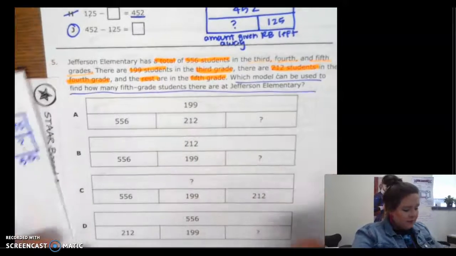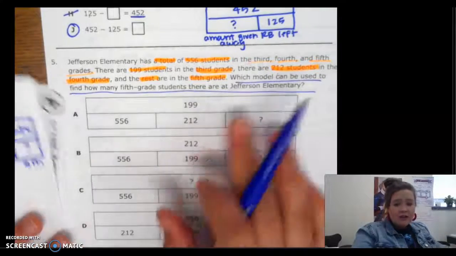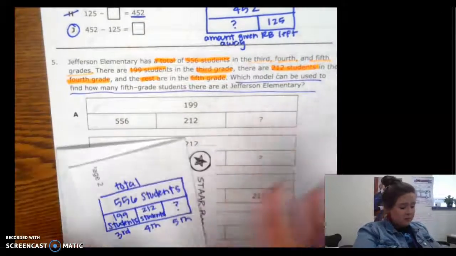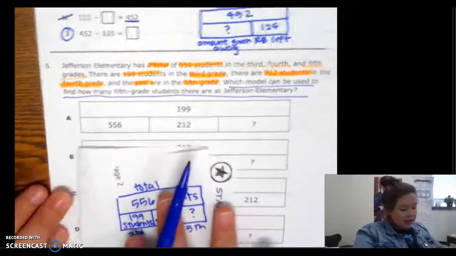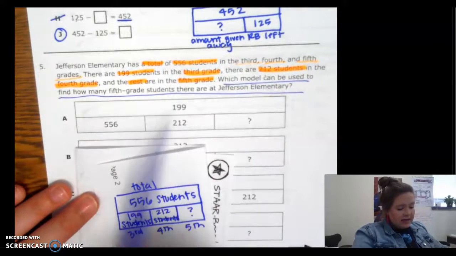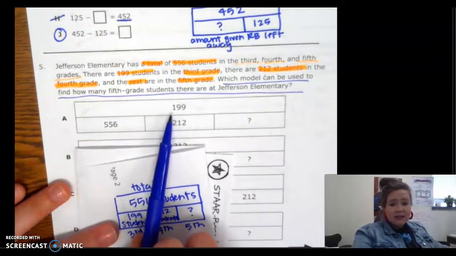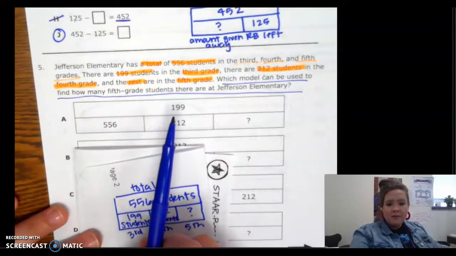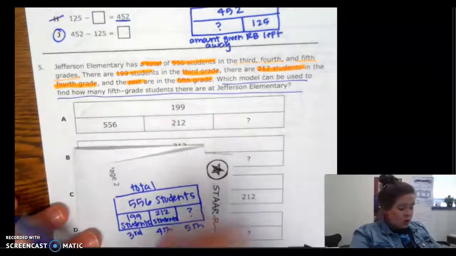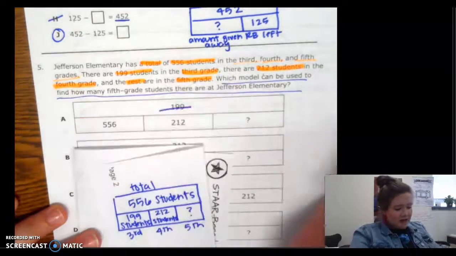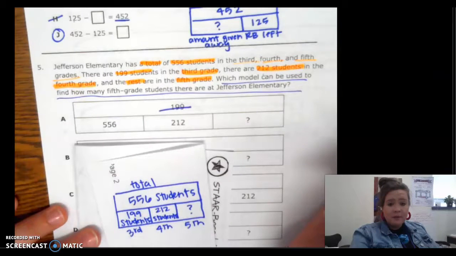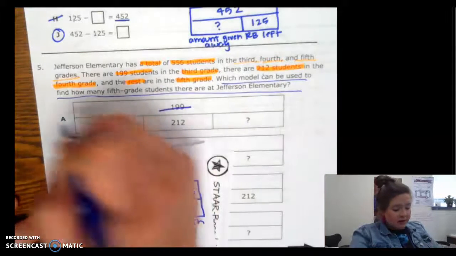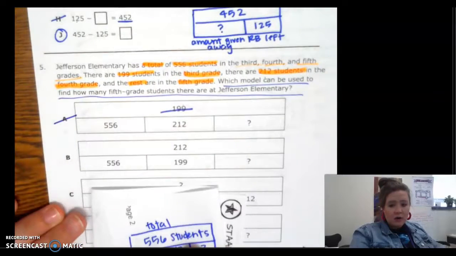All right. Well, first of all, I have a total, don't we? Okay, let's look at letter A. 199. They say that 199 is the total. Is that the total number of students that we have? No, that is not the total number of students we have. What number should be here? It should be 556. That answer is out.